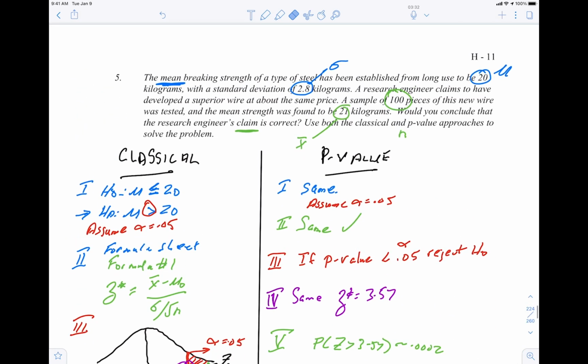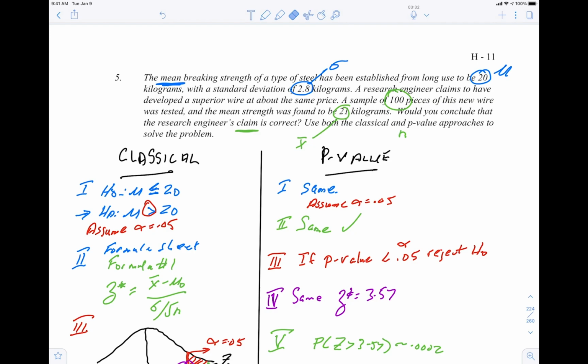The mean breaking strength of a type of steel is being determined from long use to be 20 kilograms with a standard deviation of 2.8. Now that's important to note, that's a sigma, a population sigma given. So then we take a sample because a research engineer claims to have developed a superior wire. And so we take a sample of 100, we get a mean of 21. And the question is, what do you think of the researcher's claim? Do we have a superior wire?